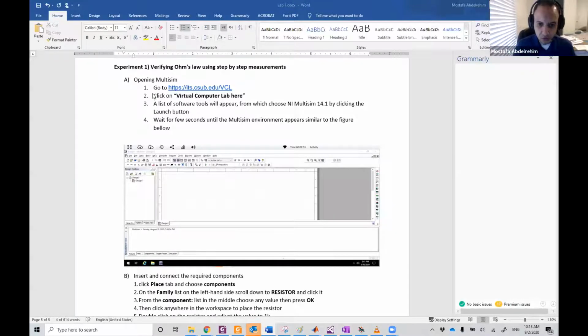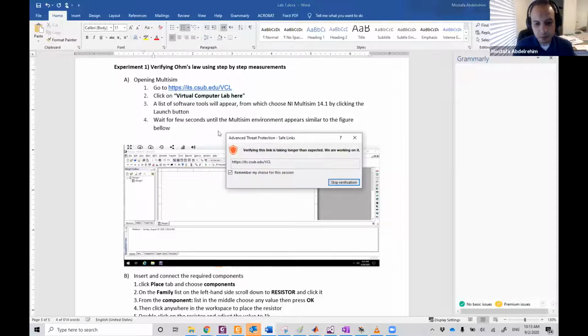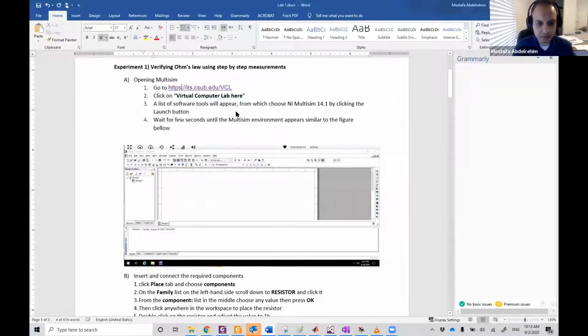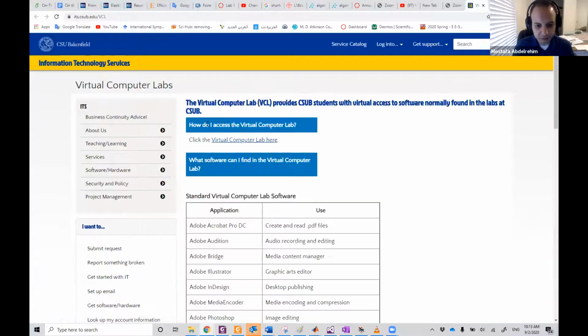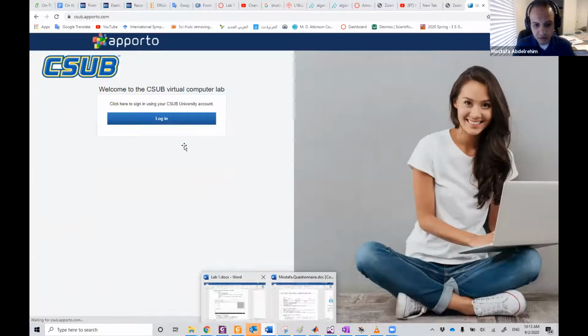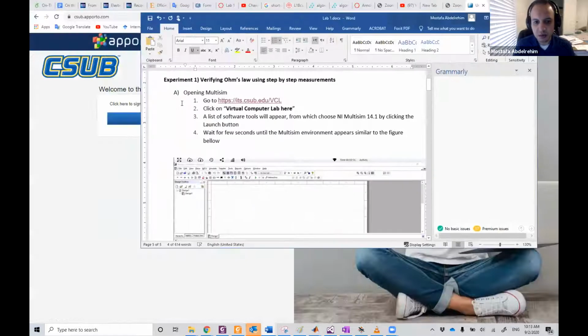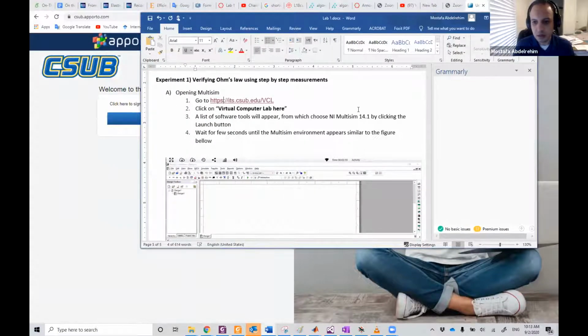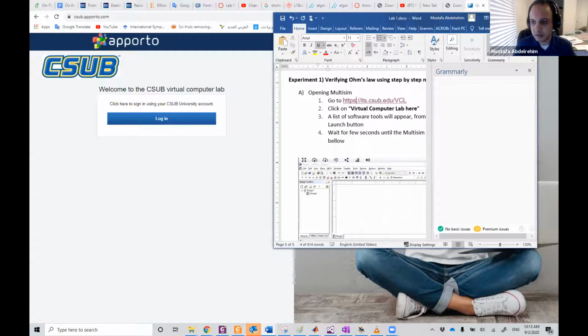So these are the steps to open Multisim. You don't have it on your computer, but we have it in the virtual computer lab. So we're just going to go to this link. Then click on virtual computer lab. This link in here. I mentioned that in the Word file. Just click here.